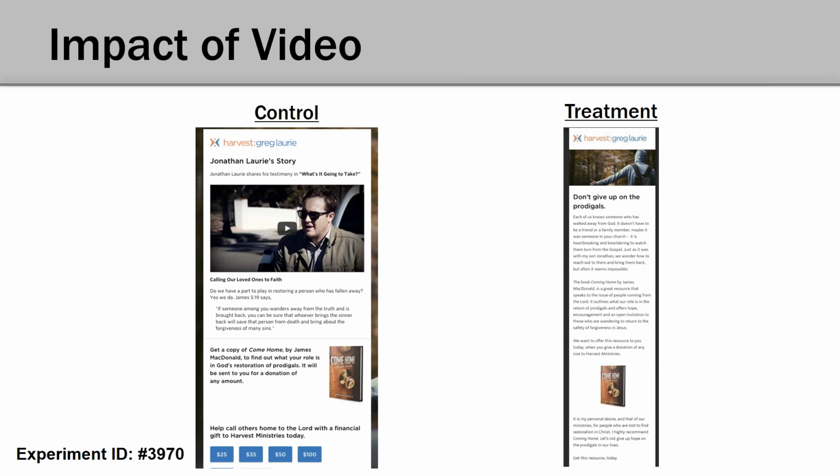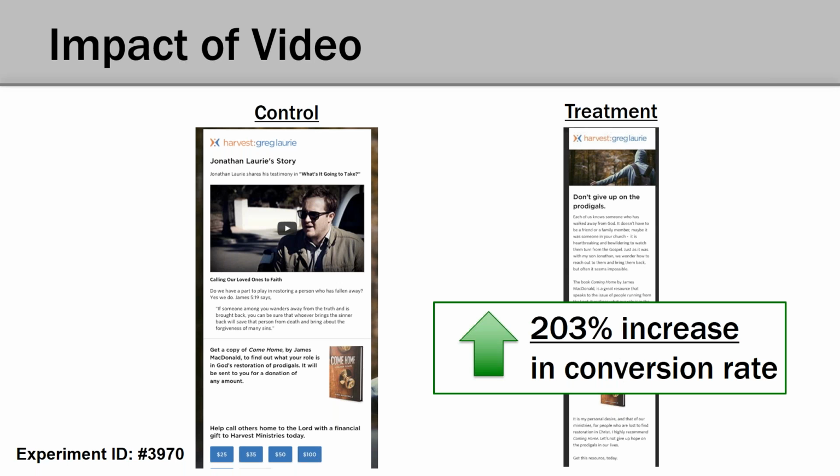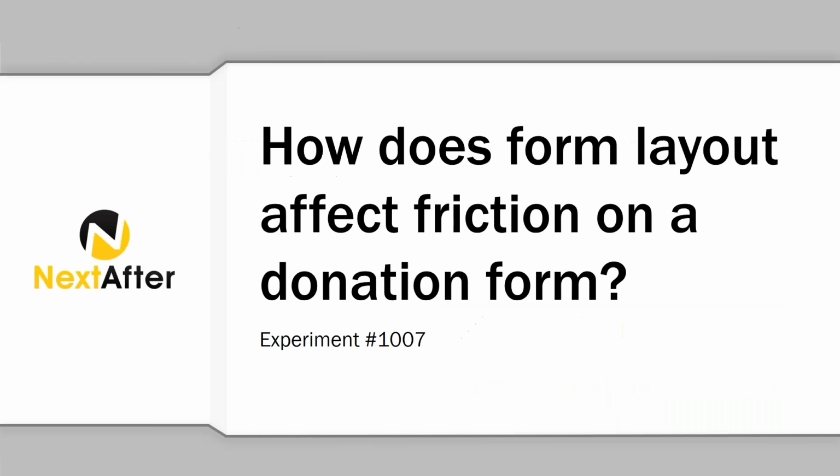For the treatment, we said maybe people would be better served if we just took the message that's contained in the video and conveyed that same message via copy, via text. So we did exactly that in the treatment. We tested head-to-head video versus a text-based appeal. And in this particular experiment, we saw a pretty significant gain, a 203% increase in conversion rate, by removing the video and instead laying out the message via text.